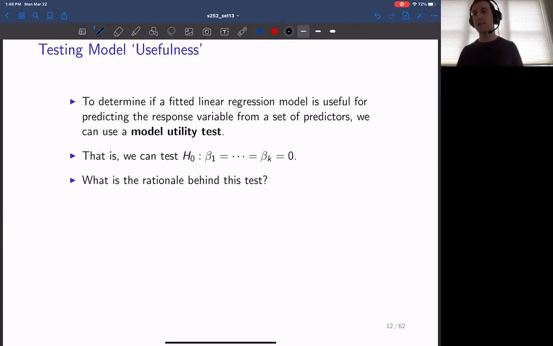And this utility test is actually going to be run using the output from the ANOVA table that we showed in exercise number 1. So for each model, we can build an ANOVA table, we can find an F value, and that F value effectively is the F value testing whether or not all of the slopes are equal to 0 versus the alternative that at least one slope is different from 0. Okay, so that's what we will start with on Wednesday.